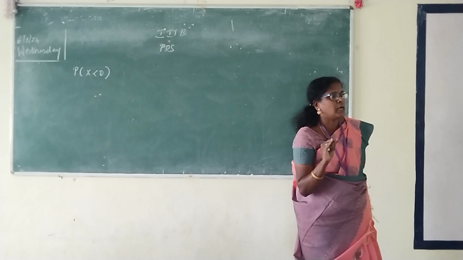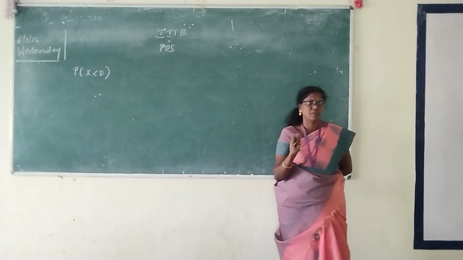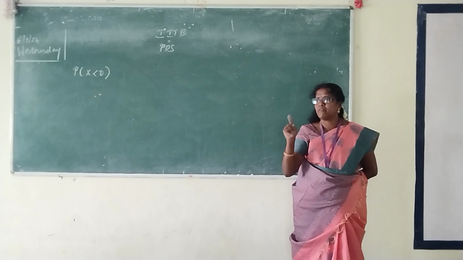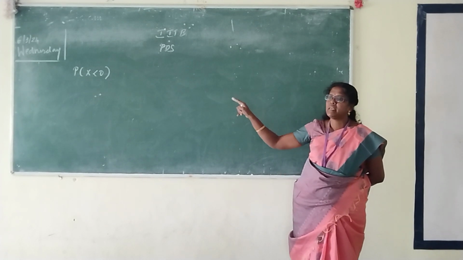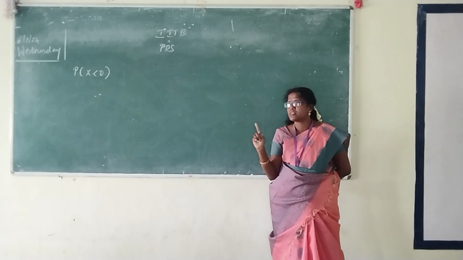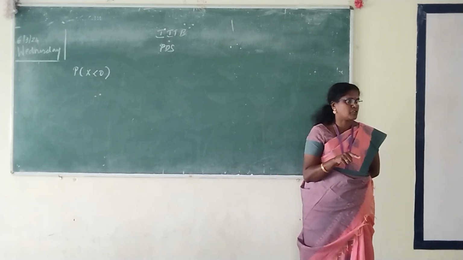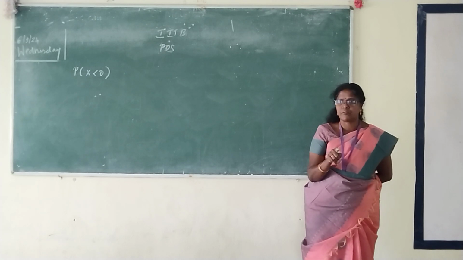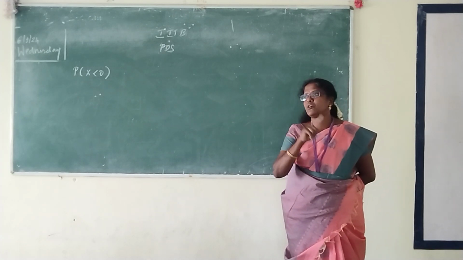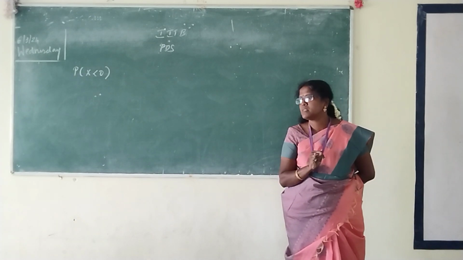By using that, first you have to identify what A is and what B is. Only if you know your f of x can you find the probability of x less than 0. Can you understand now? In f of x, you can do the integration. So first you have to find f of x. To find f of x, first you have to find the A and B values.